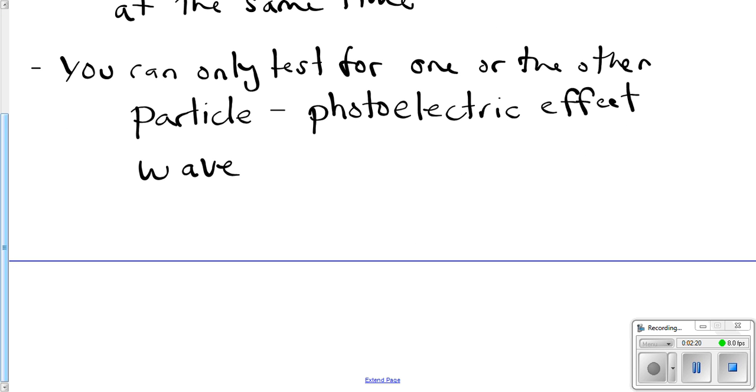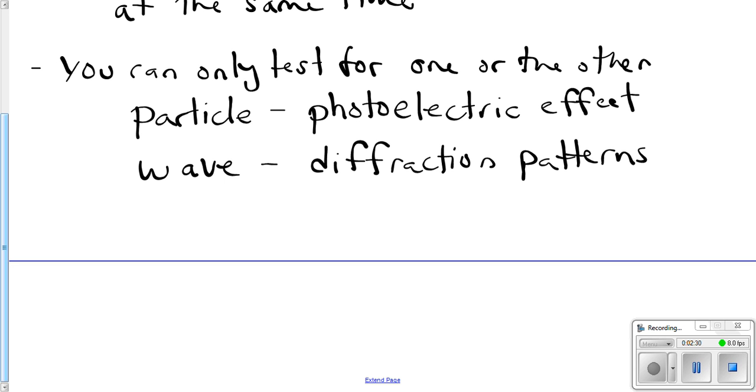To see light as a wave, we look at diffraction patterns. So shining a light through a CD, for instance, or shining it through a diffraction grating, how it splits the light up, makes it act more like a wave. So those are the two primary ways you can look at either the particle version of the light or the wave version of the light. And actually, it's both at the same time. What we're going to start with is the particle version.